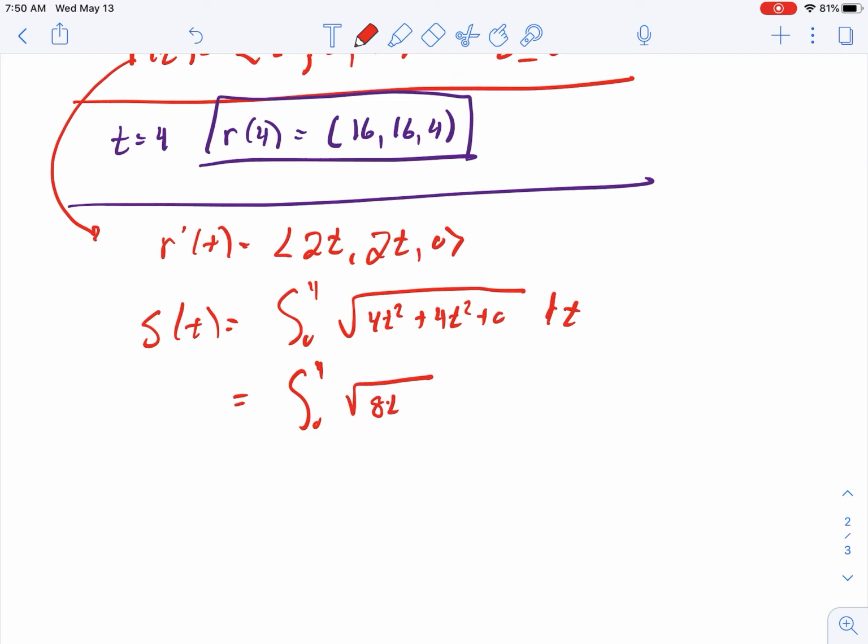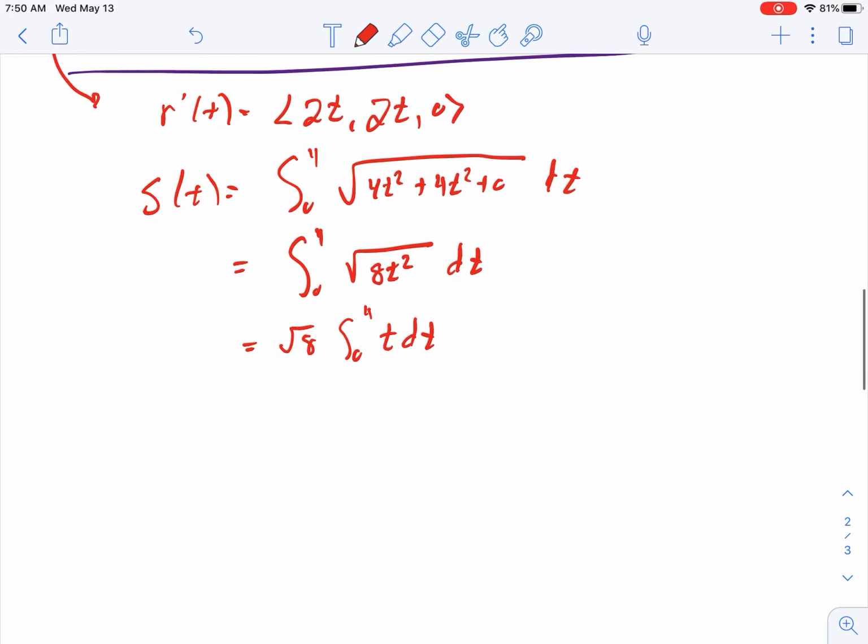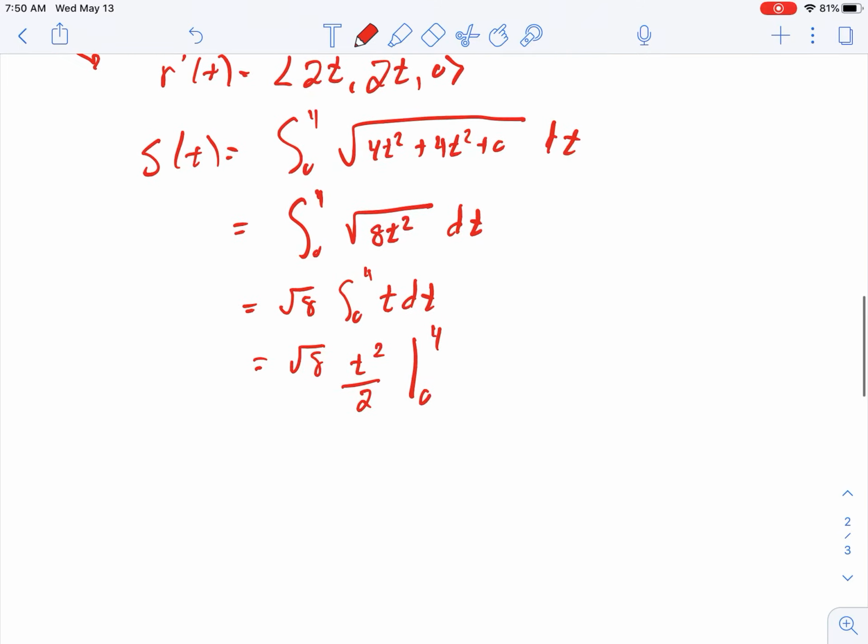What do we have here? That'd be the square root of 8t squared dt. My values would be square root of 8, 0 to 4, t dt. And square root of 8, so you have t squared divided by 2 from 0 to 4.